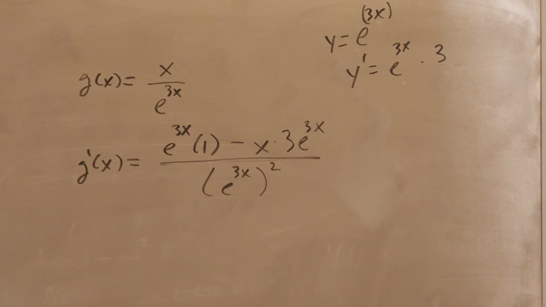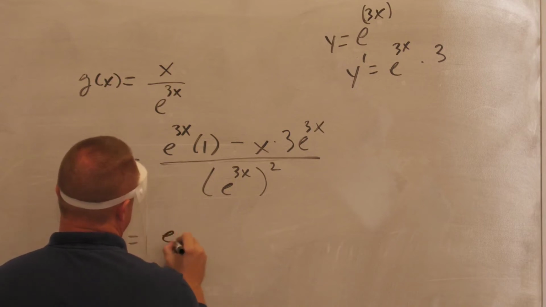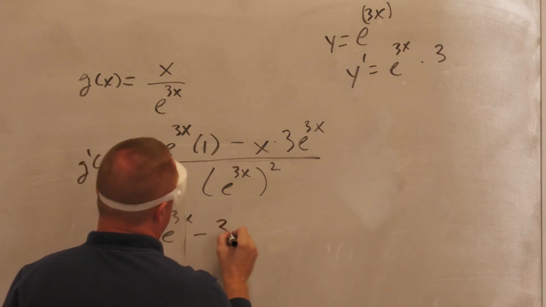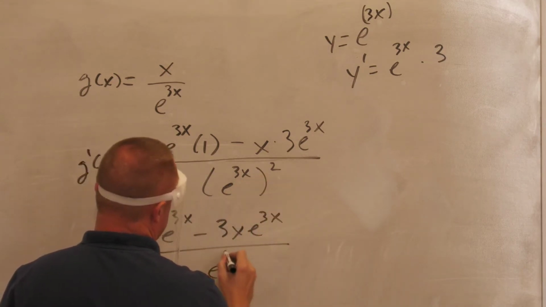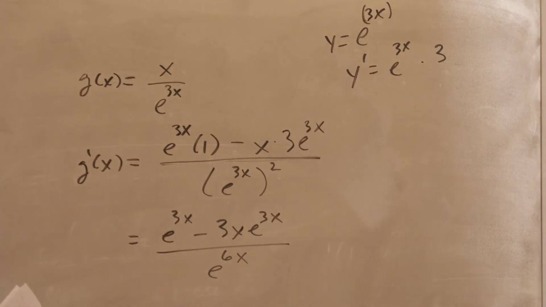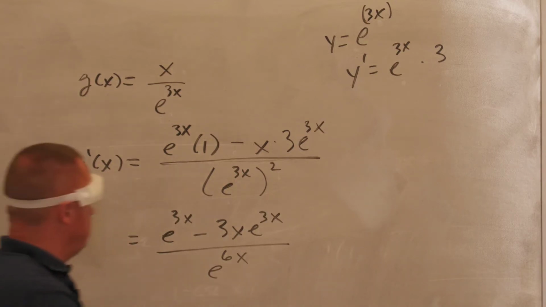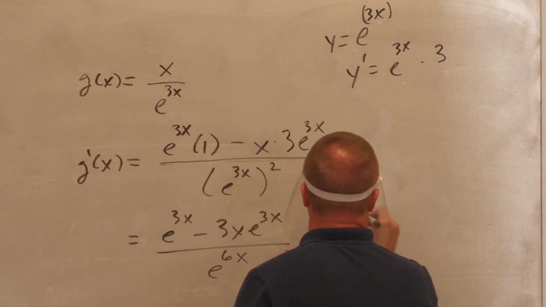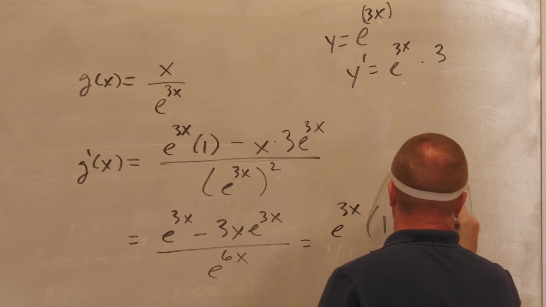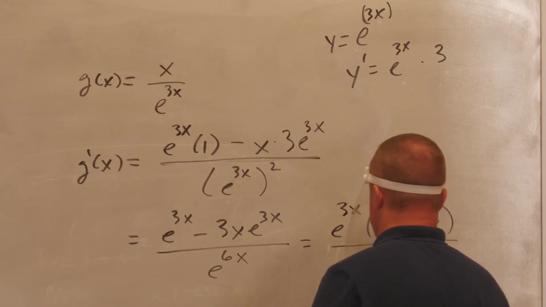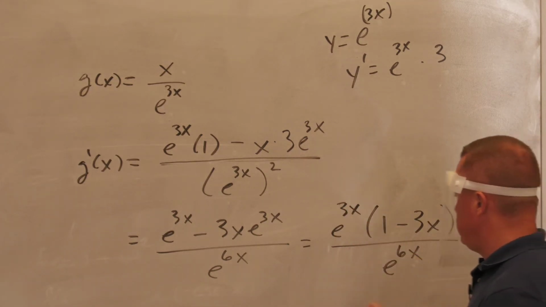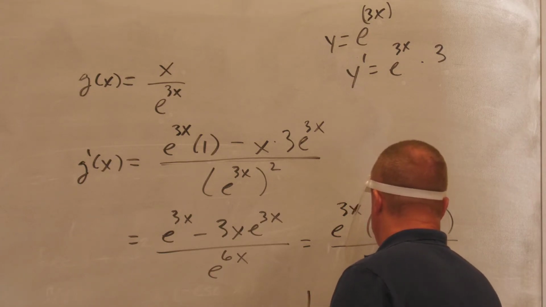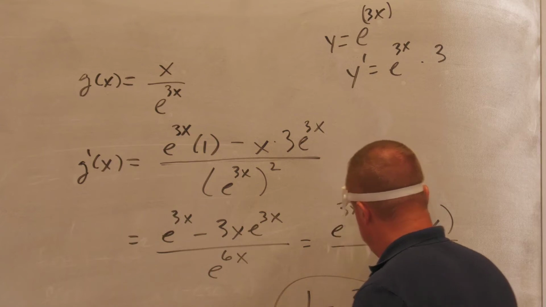All right, square the bottom, and then I just reduce that. So this would be e to the 3x minus, let's write 3x e to the 3x. And then e to the 3x squared would be e to the 6x. I can still reduce that. Factor an e to the 3x out on the top. So I get 1 minus 3x over e to the 6x. Then those e's I can divide there. 6x minus 3x would be 2x. So 1 minus 3x over e to the 2x would be the derivative, reduced.